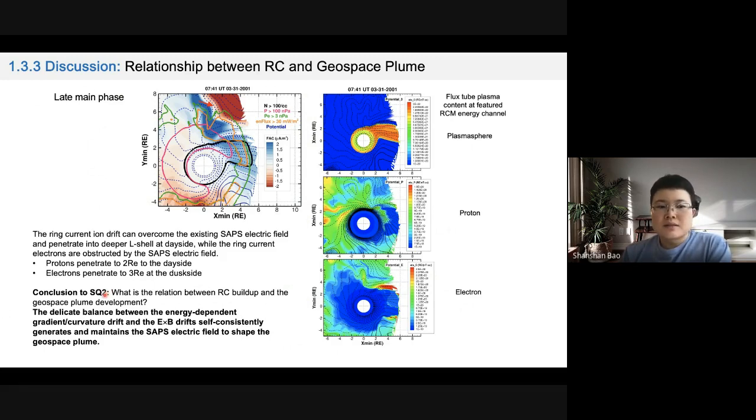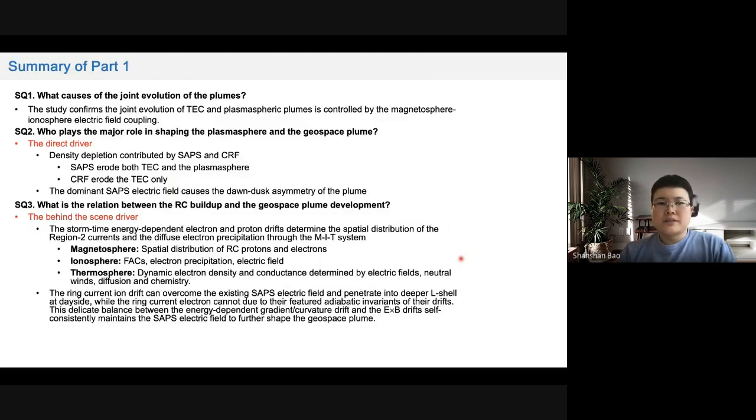So this is a delicate balance: the energy-dependent gradient curvature drift and E cross B drift can self-consistently generate and maintain the SAPS electric field that further shapes the geospace plume. Okay, so here is a summary of part 1. I won't spend too much time on it because we have a part 2 to talk about.